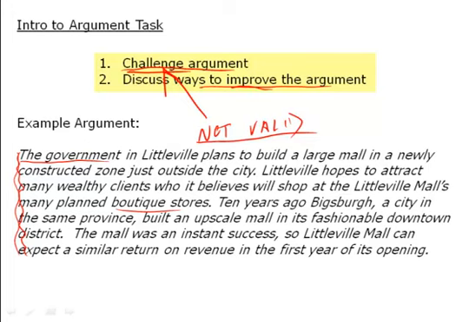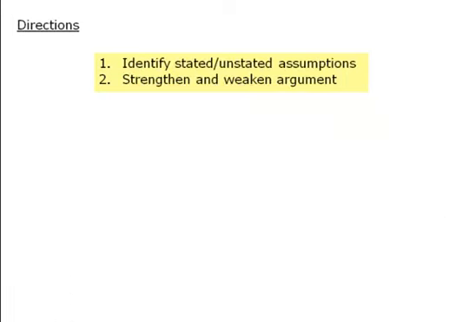Now we've seen this example argument. Let's actually talk about the directions, what it's going to be asking. It's going to ask you to identify the assumptions again. What are some assumptions that are going on here when we're talking about Littleville and Biggsburg? What are some that are stated or unstated? And again, your job is to say, well, how are these assumptions weakening the argument, and what can you do to strengthen the argument? So you can always say something along the lines of the argument would be strengthened if. But again, always pick apart the assumptions.